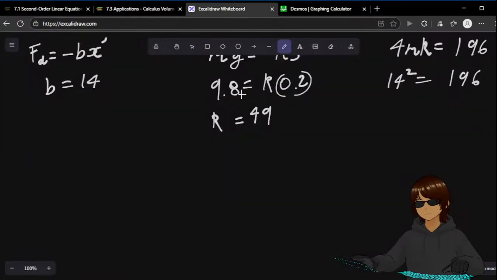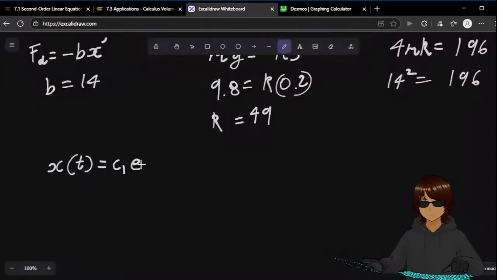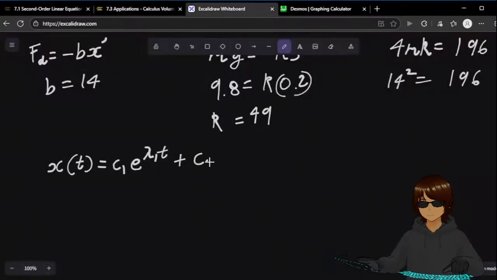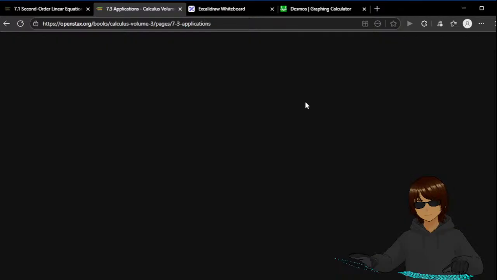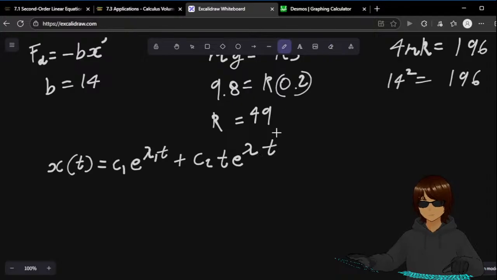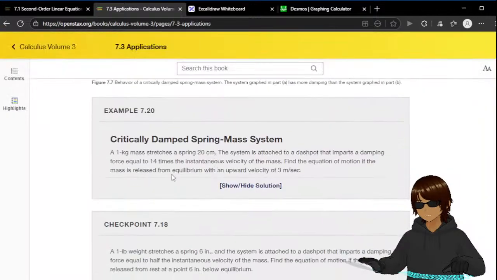What are we trying to find? The equation of motion. x(t) equals C1 e^(alpha 1 t) plus C2 t e^(alpha 1 t), it's the same alpha. What do I do with this information?